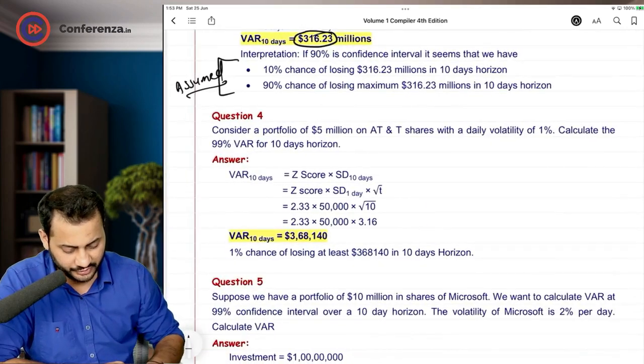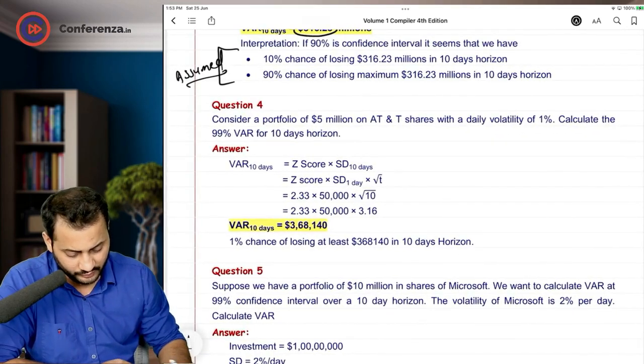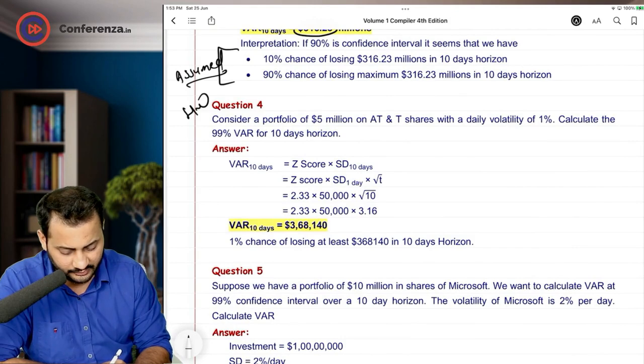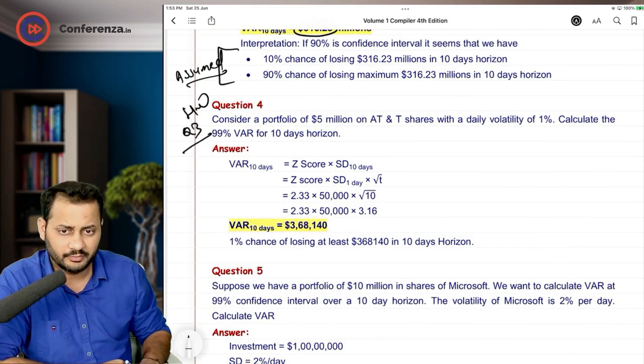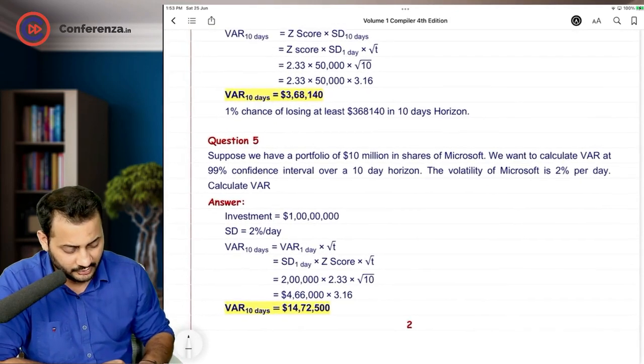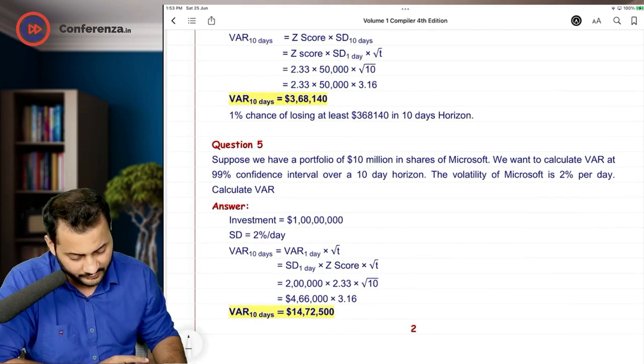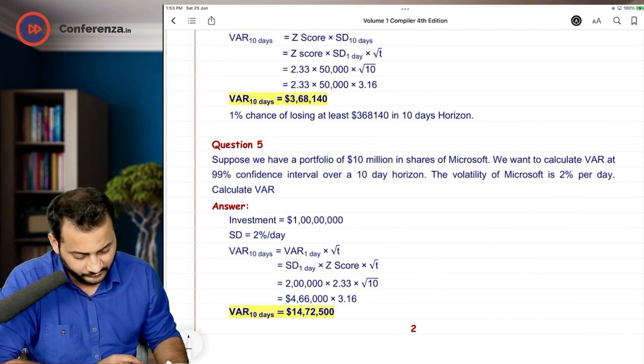Now let's come over to question number 4. Question number 4 is also easy. You can take the homework. It is similar to question number 3. So I'm putting it up for you. Now comes question number 5. We can take question number 5.